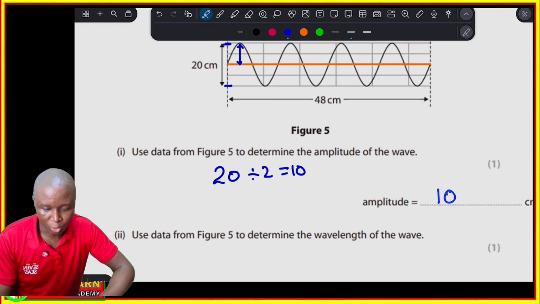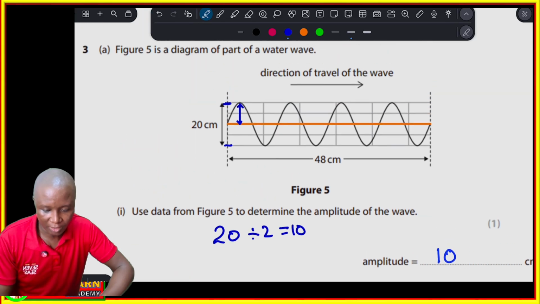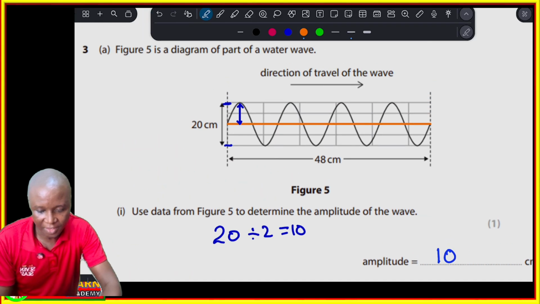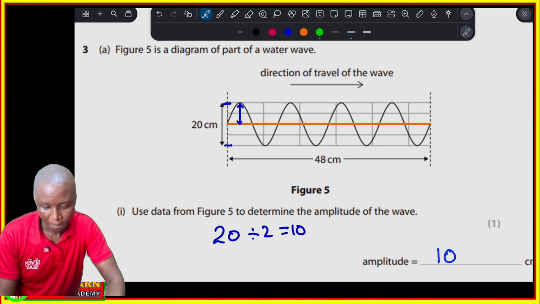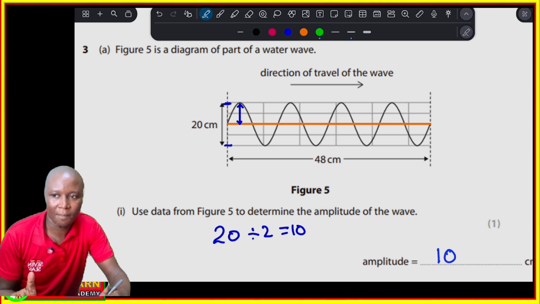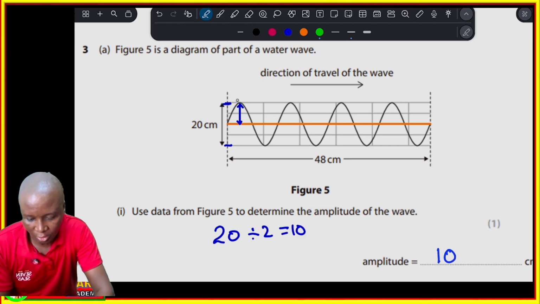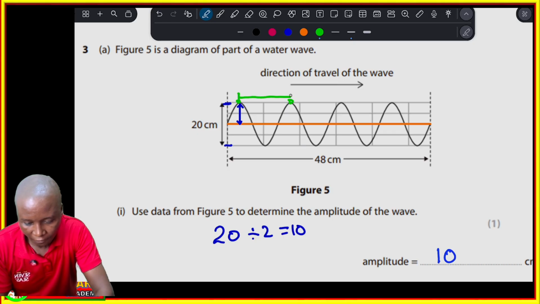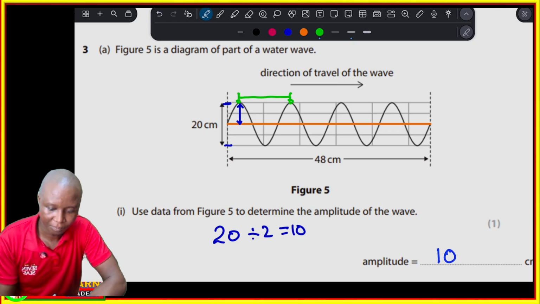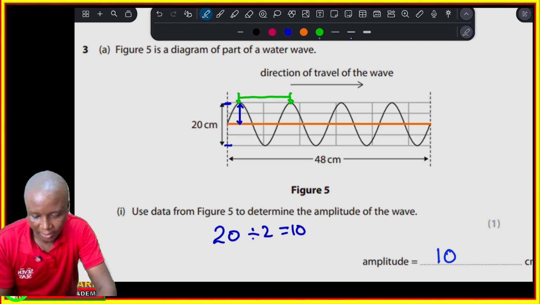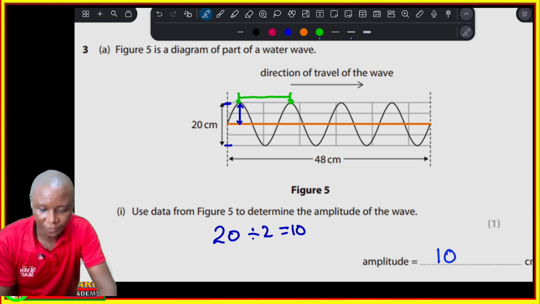Use the data to determine the wavelength. I need you to understand that wavelength is the distance between a crest and another consecutive crest. So for instance, from here to here we have a wavelength. But you can also look at wavelength as the distance for a complete cycle.